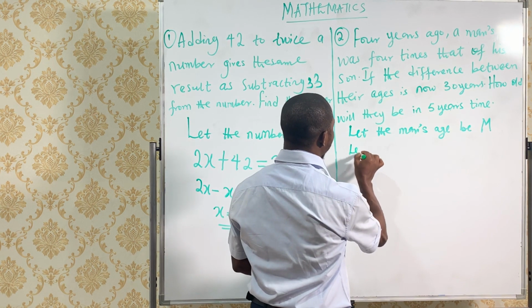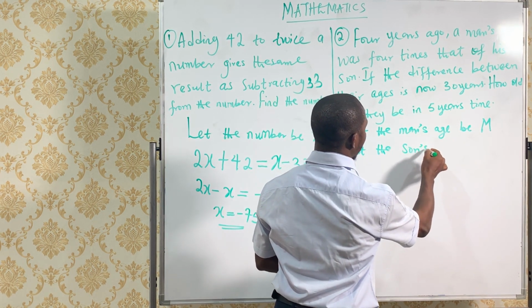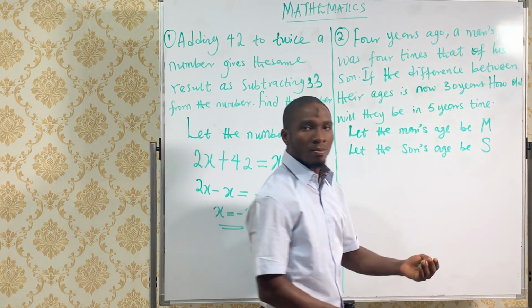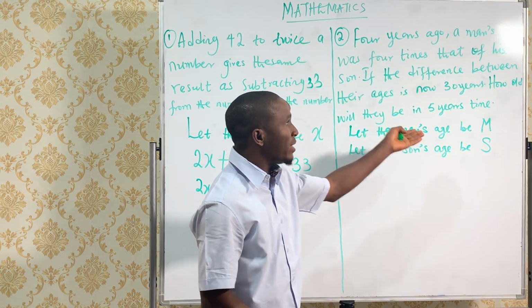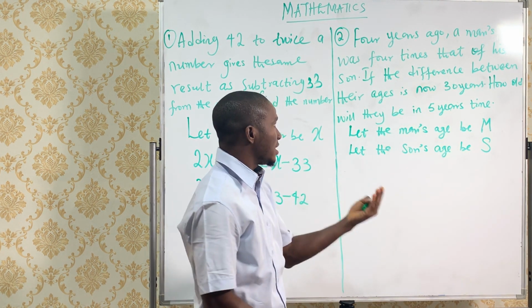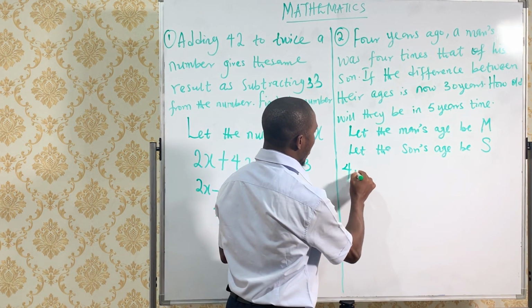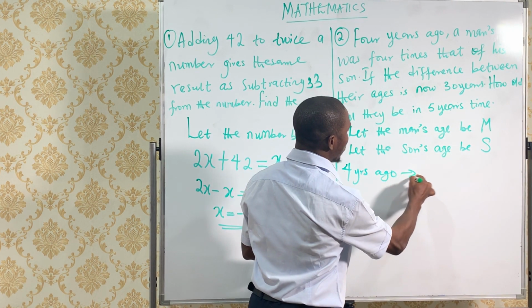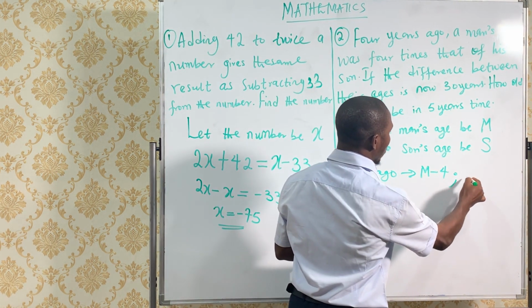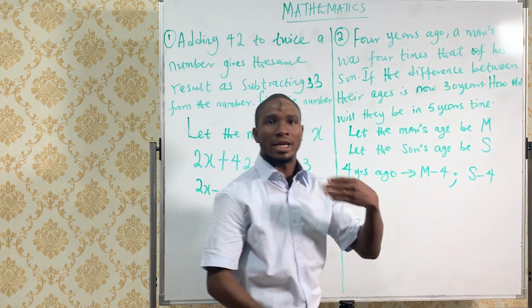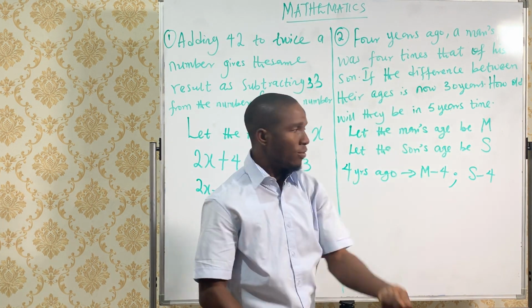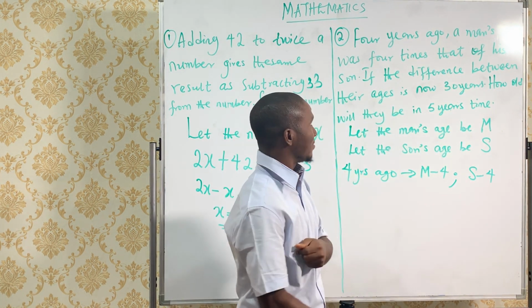M. Then let the son's present age be capital letter S. So these will be their present ages. So the question says that 4 years ago, meaning that if you subtract 4 from it, that is 4 years ago, the man will be M minus 4. Why that of the son, 4 years ago, will be S minus 4. That is 4 years ago. 4 years' time is going to be M plus 4 and S plus 4. Now let's go back to the question.